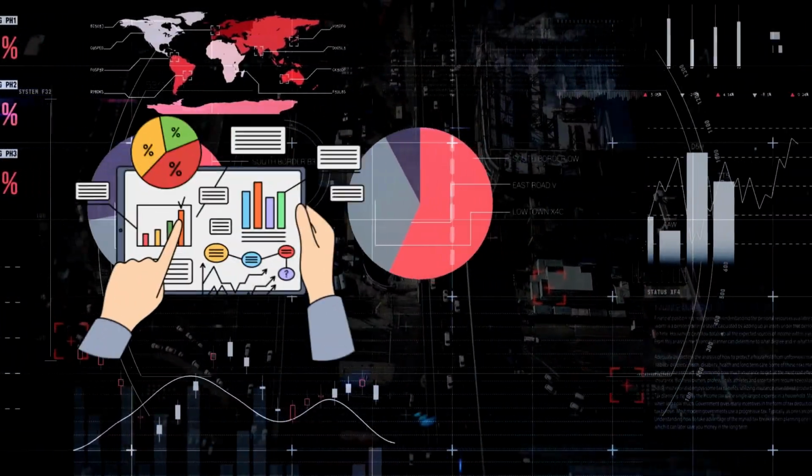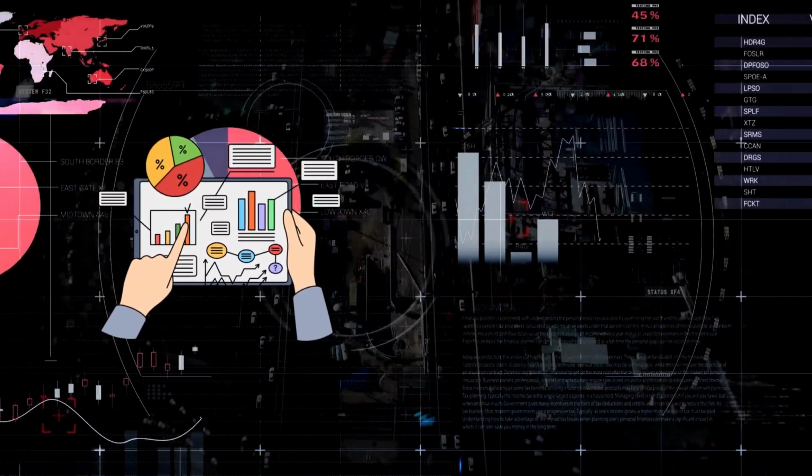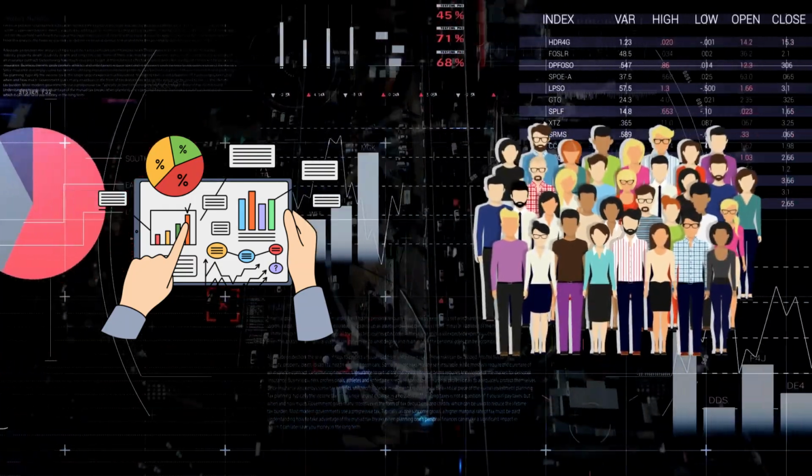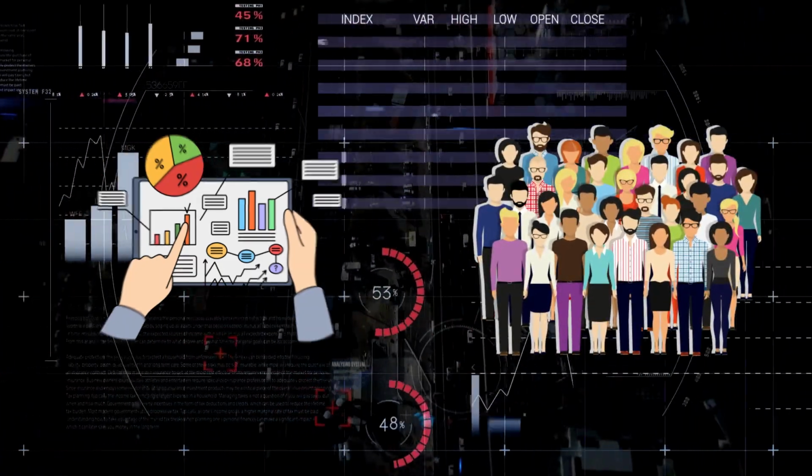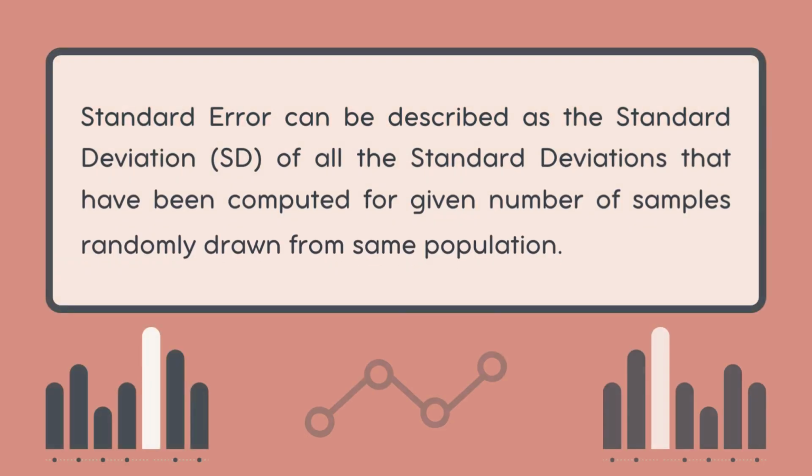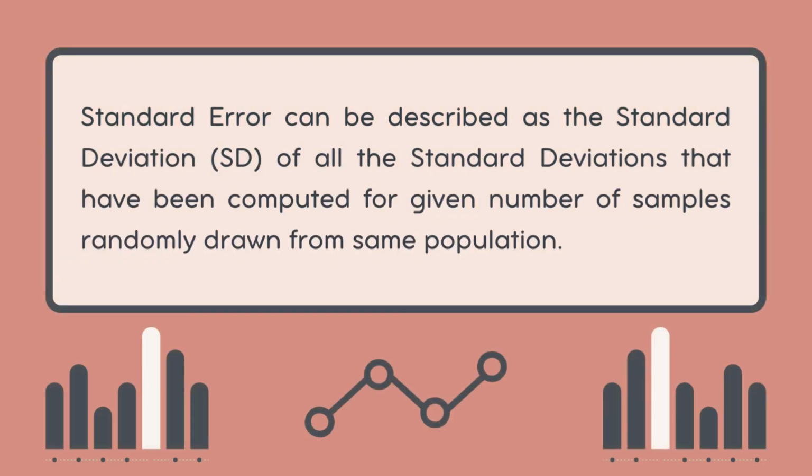But while studying the population, we come across different types of error which are related with the different methods of sampling and errors of measurement. The standard error can be described as the standard deviation of all the standard deviations that have been computed for a given number of samples randomly drawn from the same population.